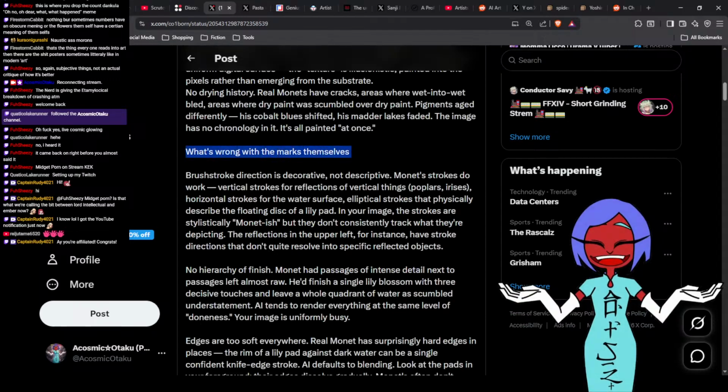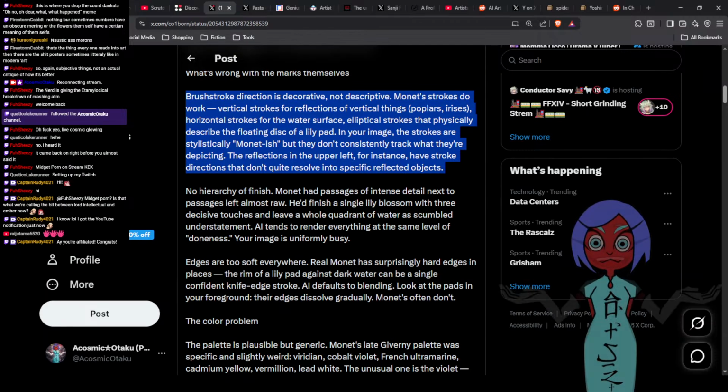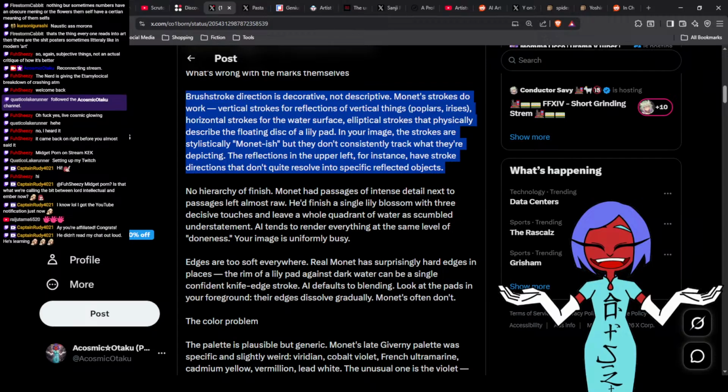Let's see. What's wrong with the marks themselves? Brushstroke direction is decorative, not descriptive. Oh, there's some airy words, right? Monet's strokes do work. Vertical strokes for reflections of vertical things, poplars, irises. Horizontal strokes for the water surfaces. Elliptical strokes that physically describe the floating disk of a lily pad.